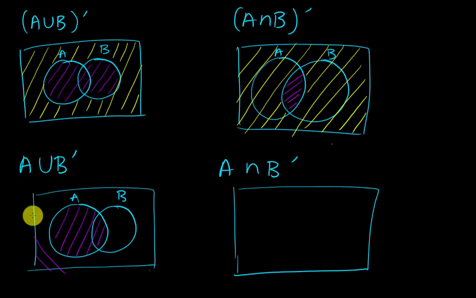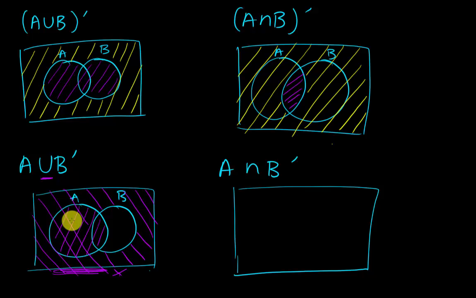B complement means everything outside of B. It means I cannot touch B. That means this one, the purple color, is the final answer. Of course, you cannot touch outside here. It means whatever inside here only. So if union, it must include everything of A and everything outside of B.